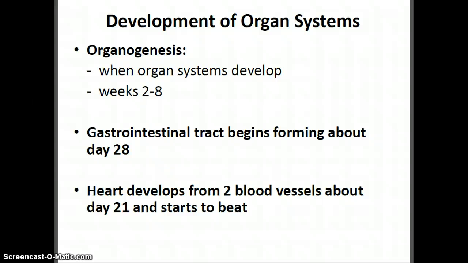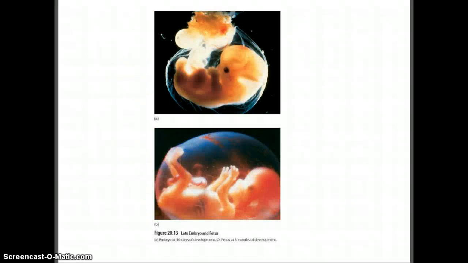The GI tract begins to form at about day 28. The heart develops from 2 blood vessels around day 21 and actually starts to beat. Here are some diagrams of a late embryo and an early fetus, about 3 months of development for the fetus.